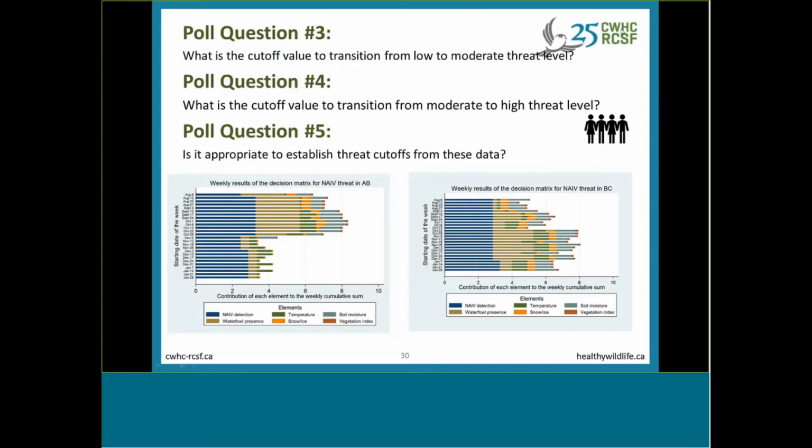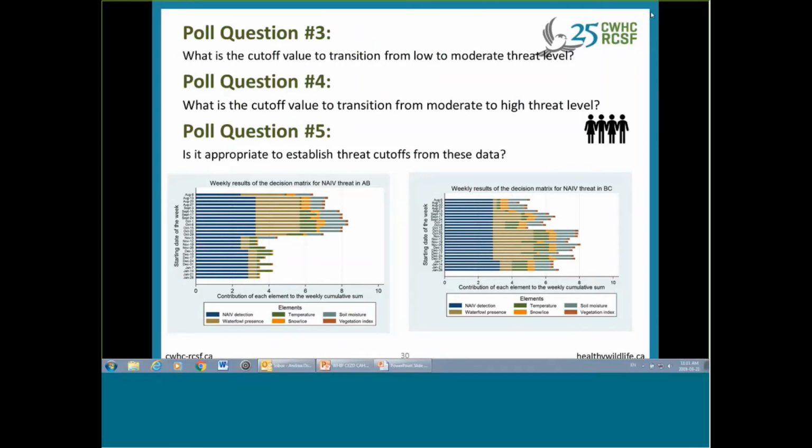Next slide, please. So again, we could take some time if anybody has any comments or questions, but these questions are about at what value would you make a transition from low to moderate or from moderate to high, or do you even think it's possible with these data to establish cutoffs? Do you think it's appropriate? Does anybody want to have any questions or comments before we start the poll?